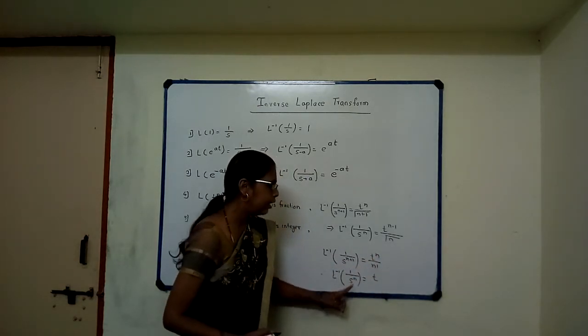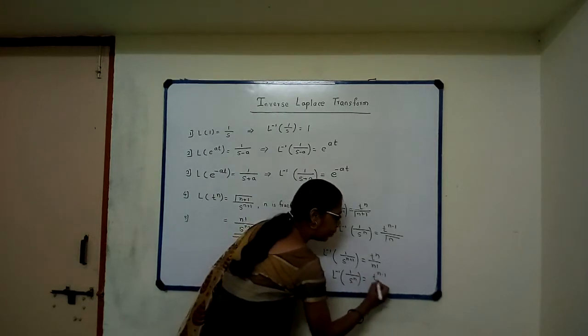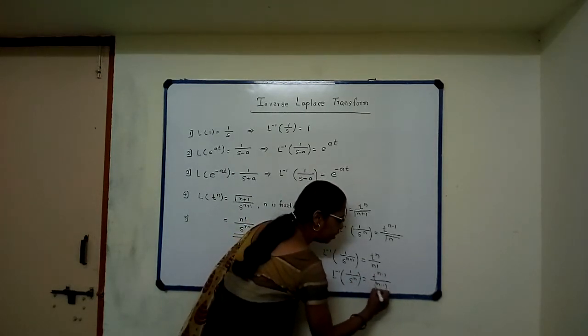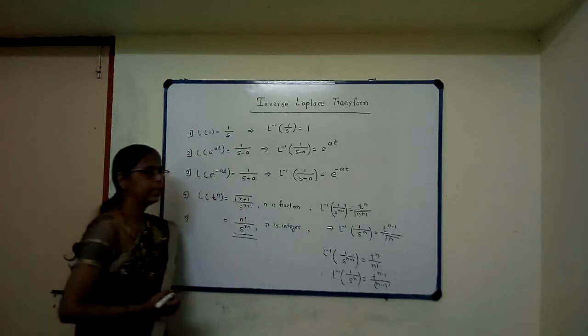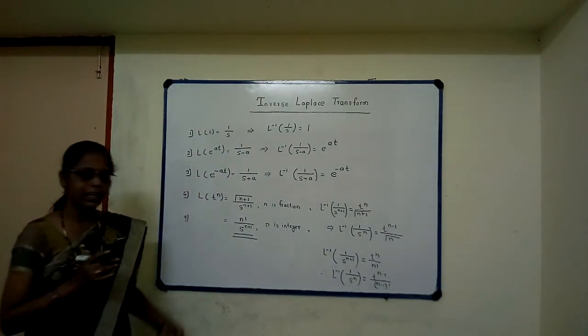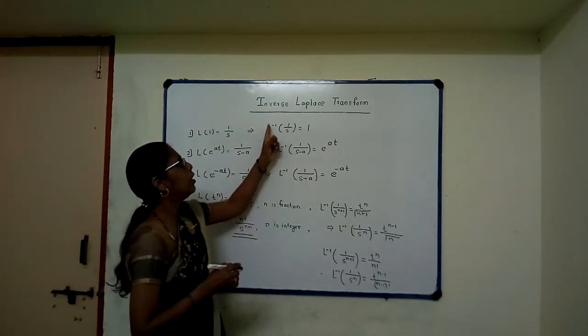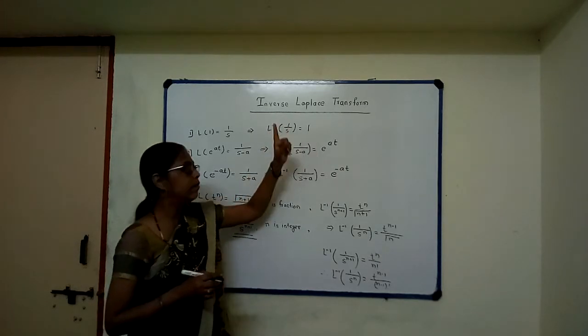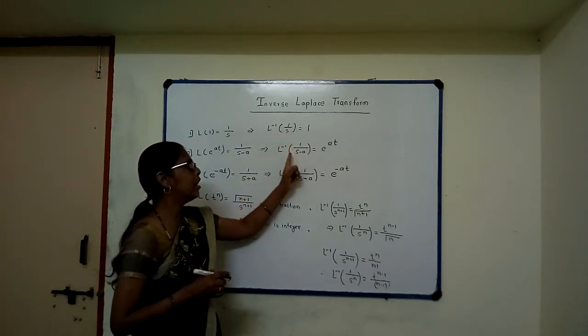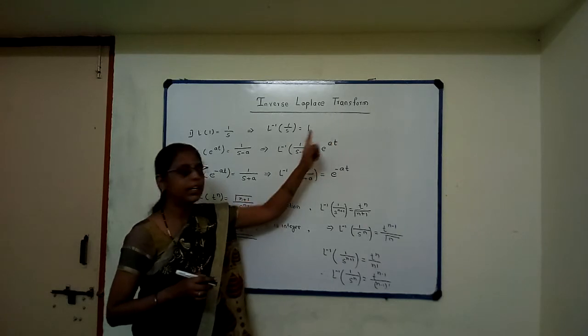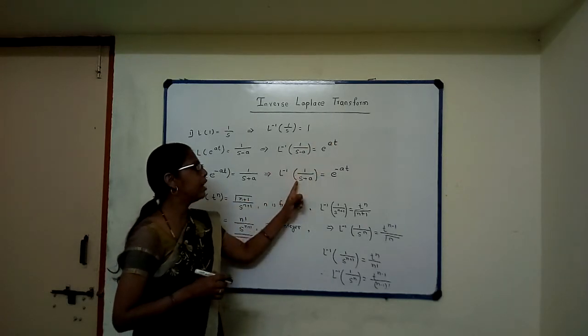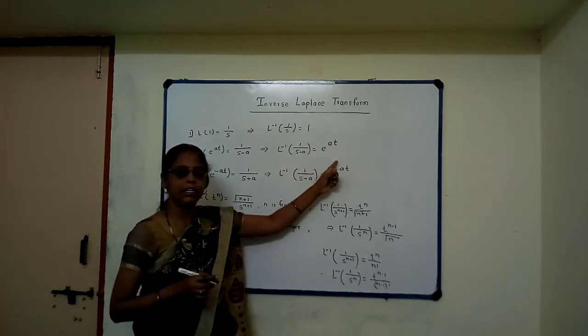If there is n then it is t raised to n-1 upon n-1 factorial. तर या टाइप मध्ये आपण एकूण 5 फॉर्म्युले बघितले. पहिला फॉर्म्युला आहे Laplace inverse of 1 upon s is 1. Second, Laplace inverse of 1 upon s minus a is e raised to at. Laplace inverse of 1 upon s plus a is e raised to minus at.